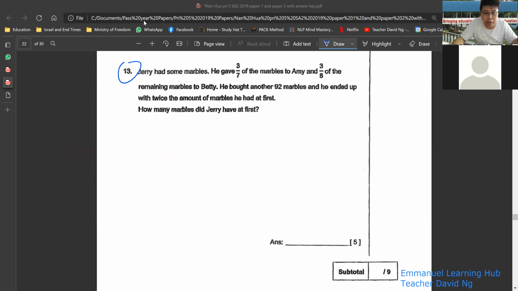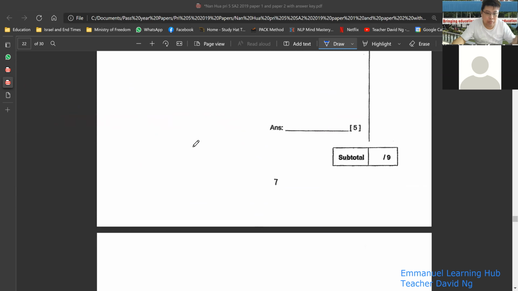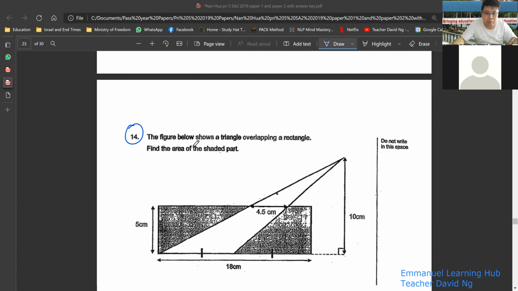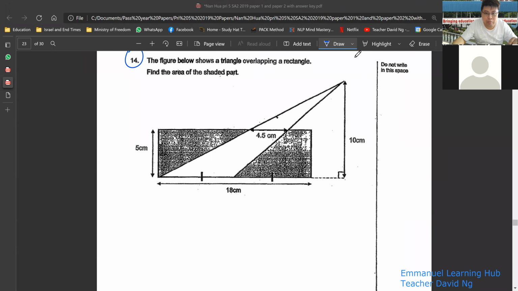Okay, let's move on to the next one, 14. The figure below shows a triangle overlapping a rectangle. So this is my triangle, the white color. And this partially shaded is the rectangle. Find the area of the shaded part.